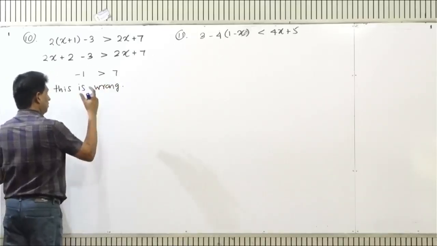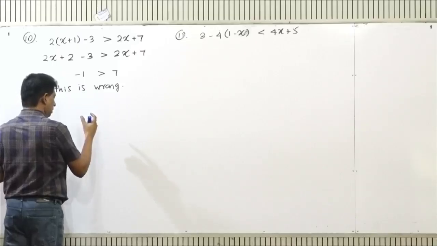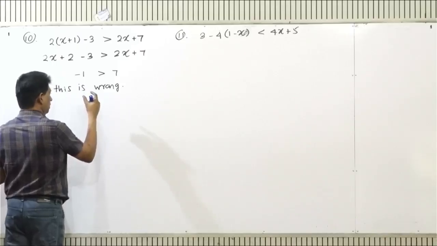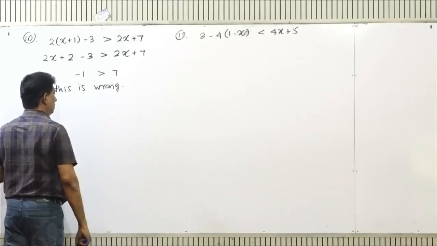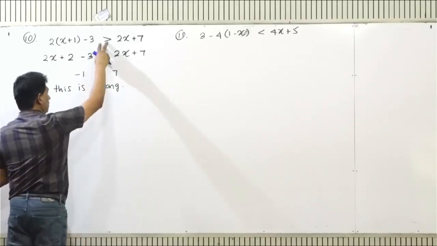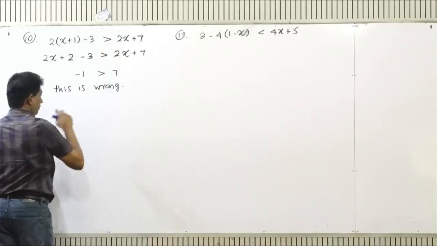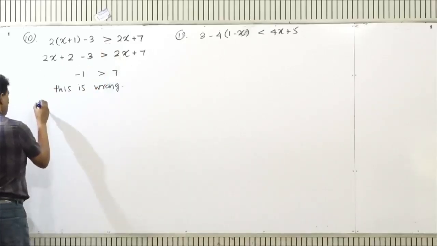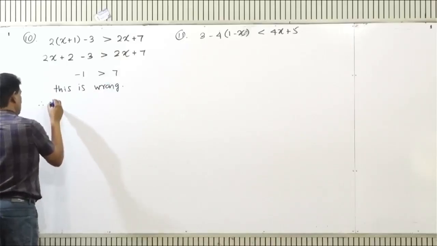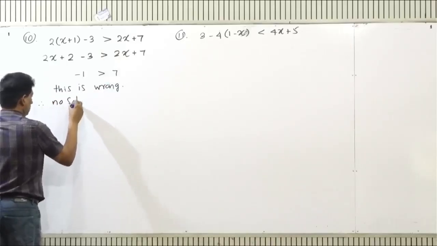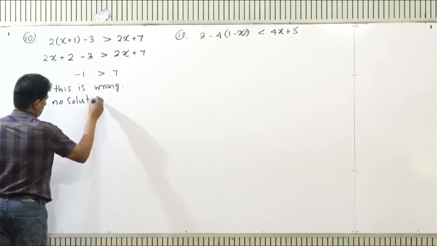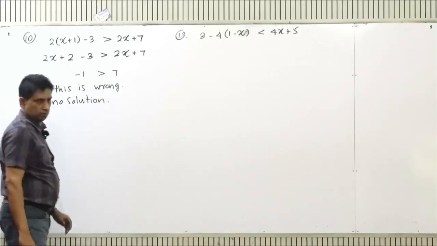When we try to solve an inequality, if we get any mathematically wrong expression, that means this inequality does not have a solution. So we have to write this is wrong. So no solution, that's all.